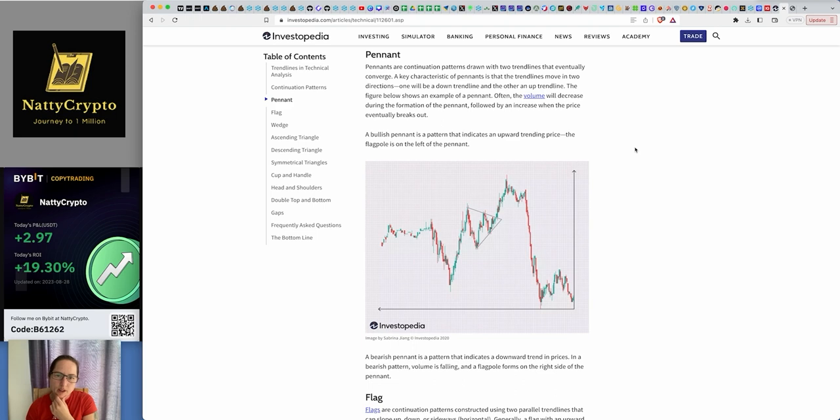So a bullish pennant is a pattern that indicates an upward trending price. The flagpole is on the left of the pennant. So here's your flagpole here. There's your pennant here. Does that make sense?